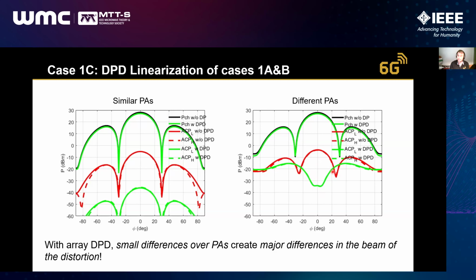And all we actually did is that we applied the common DPD for all the antenna paths. The reason this happens is that the PAs are different. None of them are actually very linear, but as combined, they are linear. So there's some sort of over the air linearization effect happening. So with array DPD, these small differences over the PAs create major differences in the beam of the distortion.